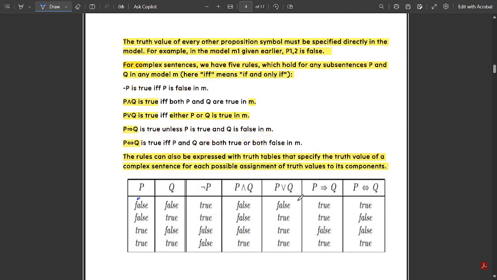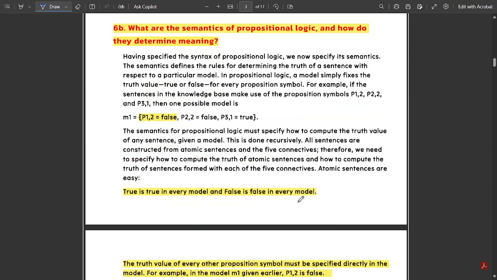So that's all for this video, guys. These are some of the semantics of propositional logic, with some instances I have tried to explain to you all. So this was the module 3 model paper solutions.